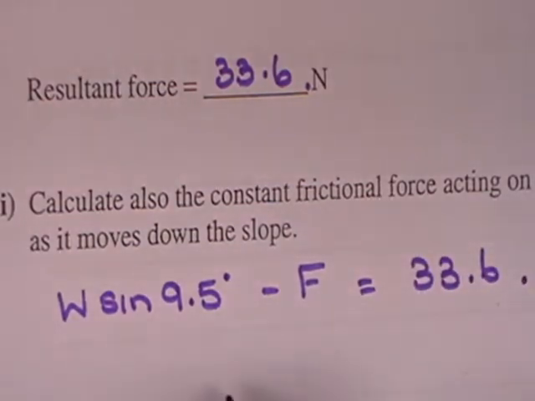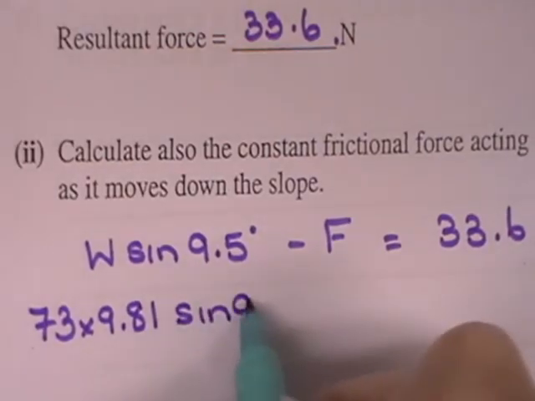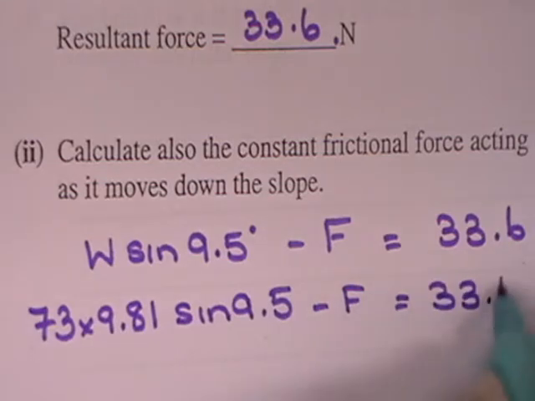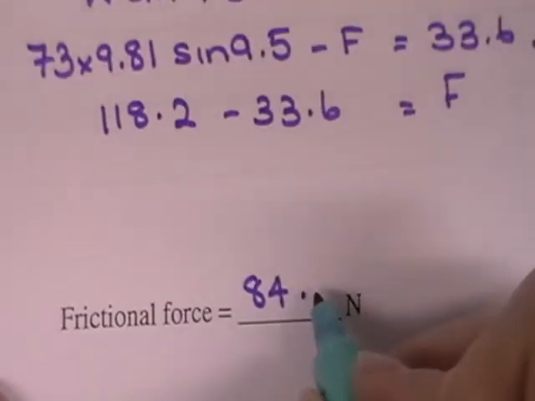So W is going to be 73 times 9.81, and that's multiplied by the sine of 9.5. Take away F equals 33.6. And that's 118.2 newtons, and so we subtract 33.6 to get F. And F comes out to be 84.6 newtons.